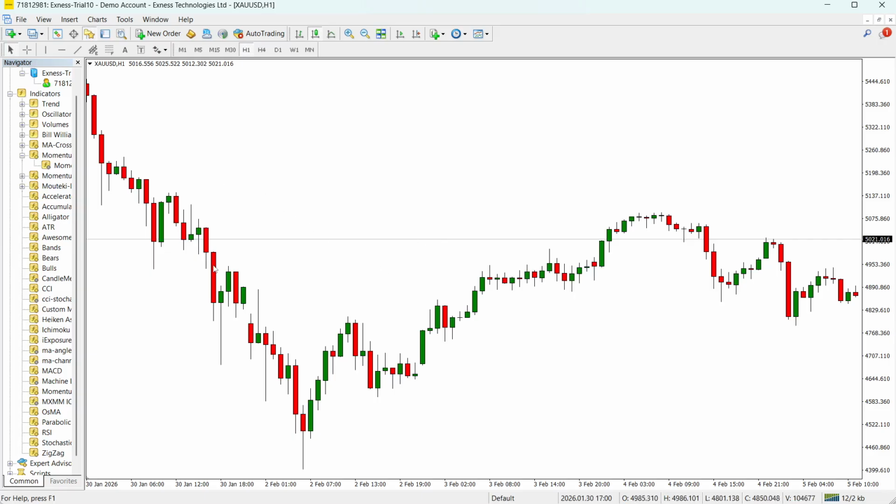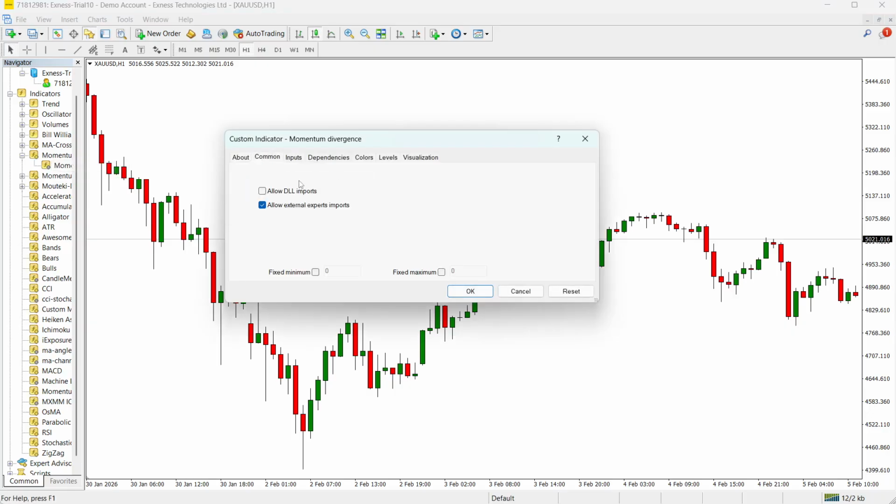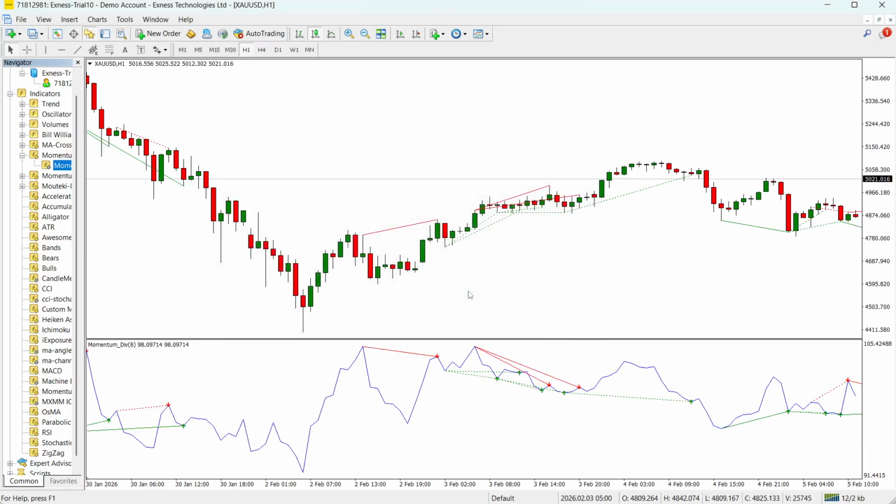At this point, I'll load the indicator on the chart so you can see how it looks in real time. Remember to allow DLL imports. And there we have it.